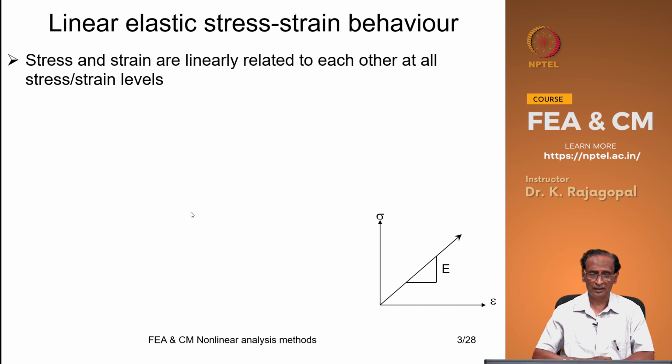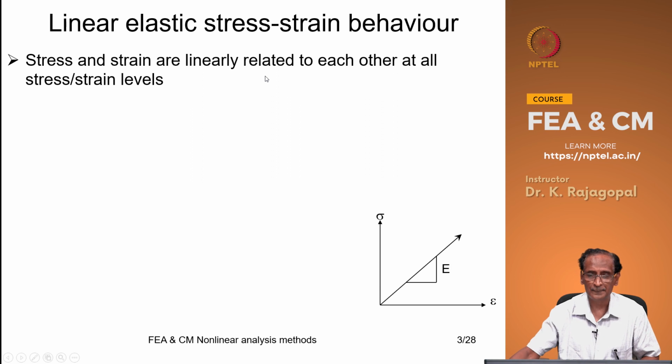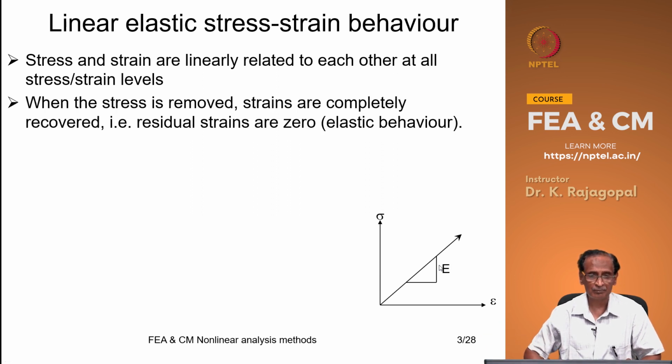And if you categorize the stress strain relations, the simplest one to analyze is our linear elastic stress strain behavior. So, the stress and strain are linearly related to each other at all the stress and strain levels. Like for example, if you plot a graph between the strain and the corresponding stress, you will have a straight line, and the slope of this is constant, that we can call it as some modulus, Young's modulus. And when the stress is removed, the strains are completely recovered.